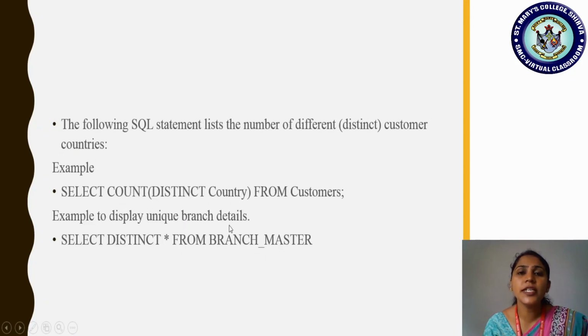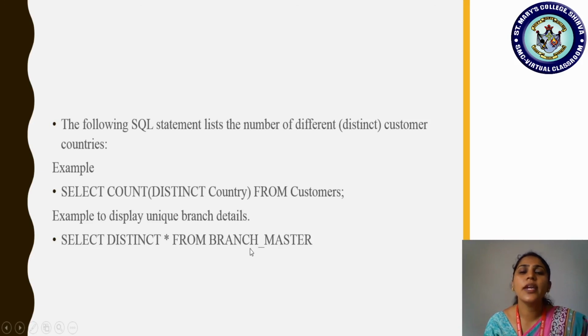Okay, then the example to display unique branch details. So branch details means what? For example, if it is a bank, like State Bank or Canara Bank, it will have many branches, right? So branch numbers will be branch 1, 2, 3, 4, 5, 6. Somewhere if the branch numbers are repeated and you want to avoid the repetition of the branch number, there we use SELECT DISTINCT. Here asterisk means all the columns you want to display.